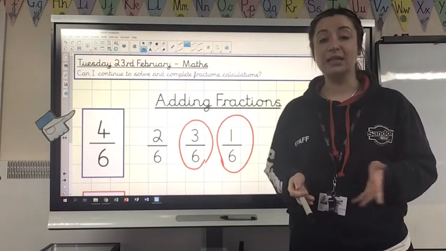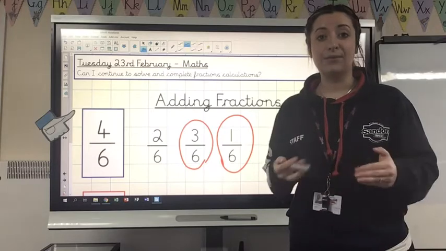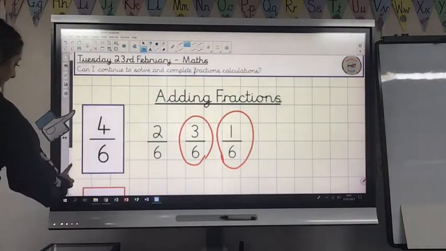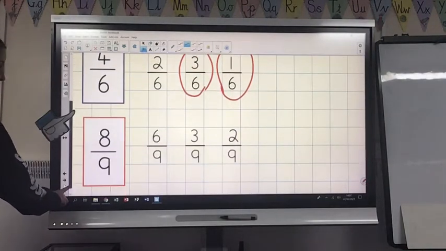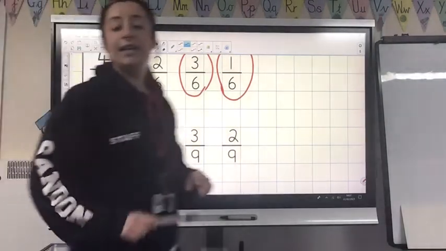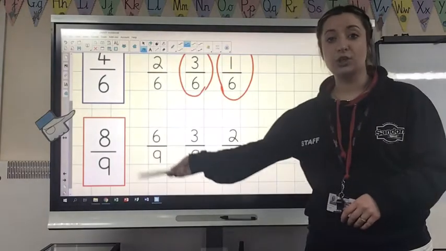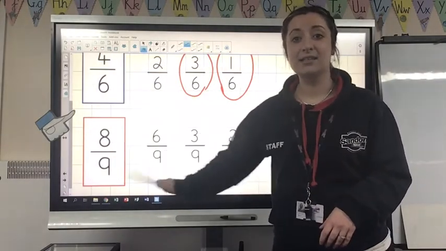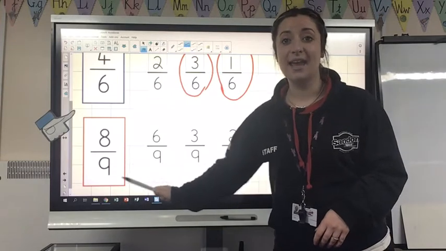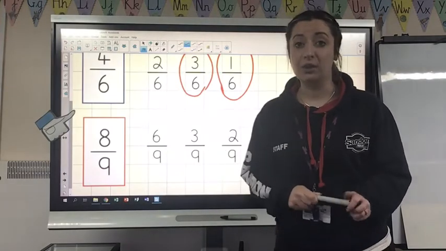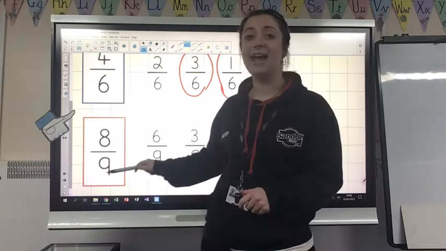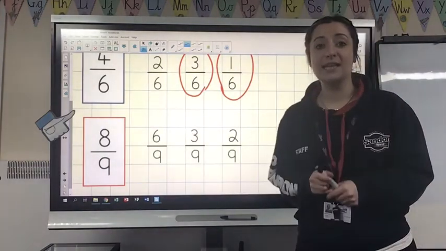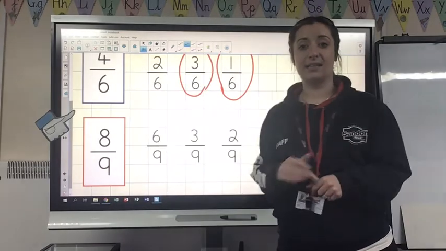Now before we move on, let's just do another one together before you move on to do it in your booklets. So let's have a look at my next fraction that I've done. What is the fraction that is here in my red box? Can you say this fraction for me? It's 8, what? 8/9. Well done if you got that at home, so it's 8/9. And I need to look at two fractions which add together to make 8/9.